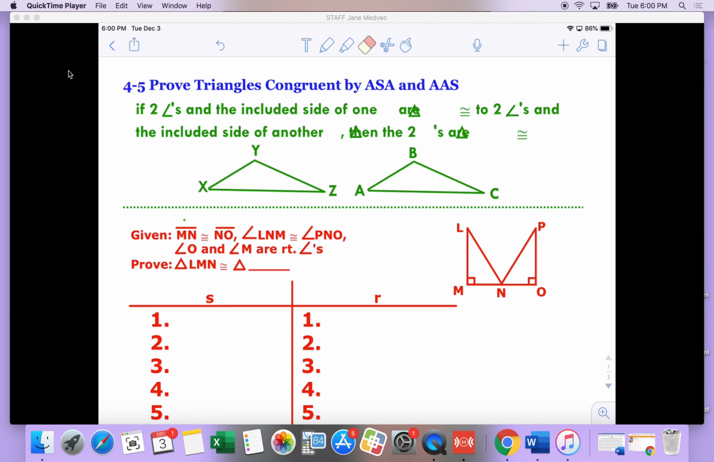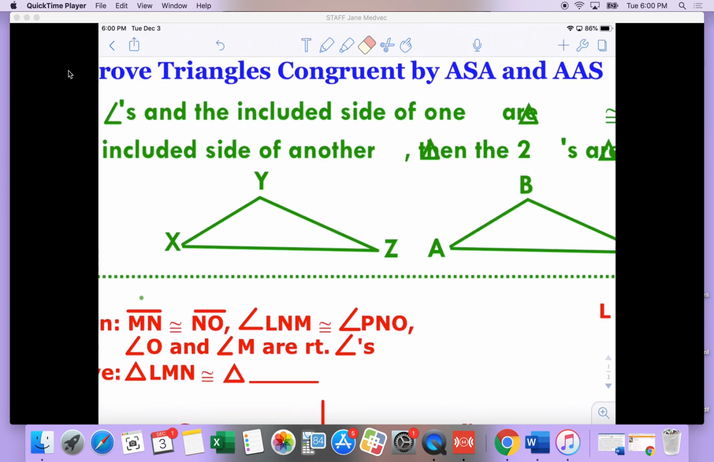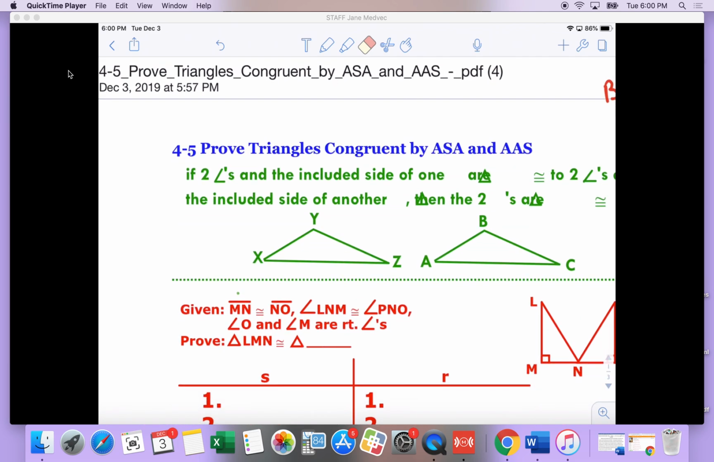Today what we're going to work on is section 4.5, proving angles are congruent by angle side angle and angle angle side. If you remember from the past sections, we would have congruence by side, side, side. We would have side, angle, side, or we'd have HL. Today we're going to add two more: angle, side, angle, and angle, angle, side.